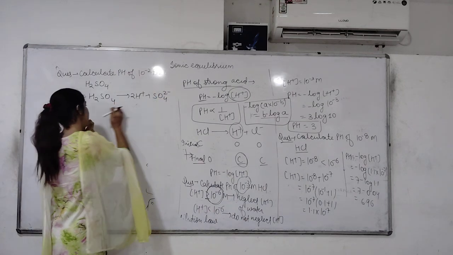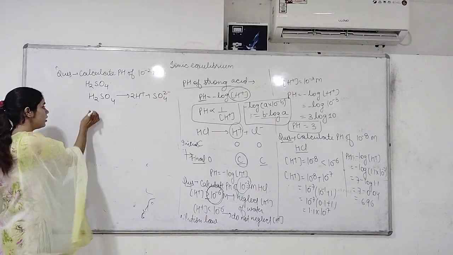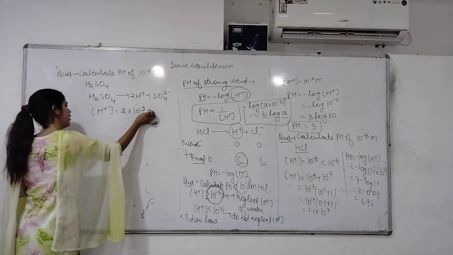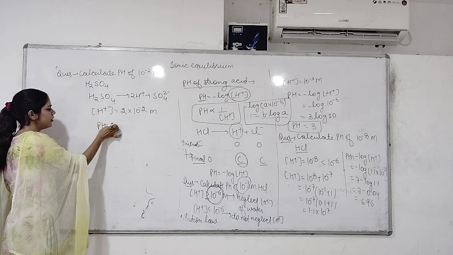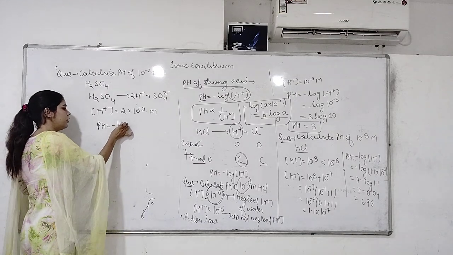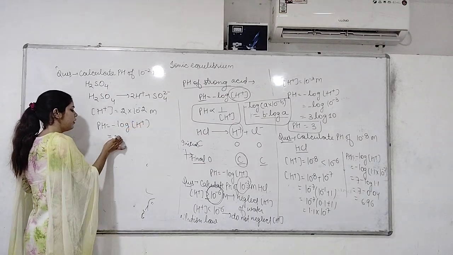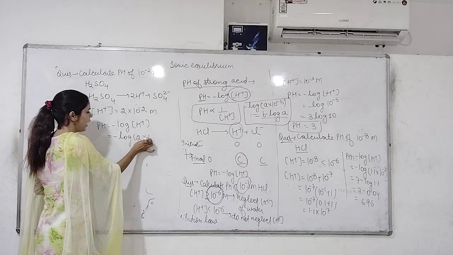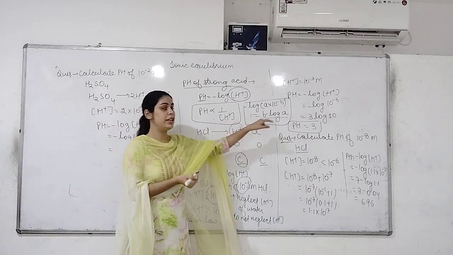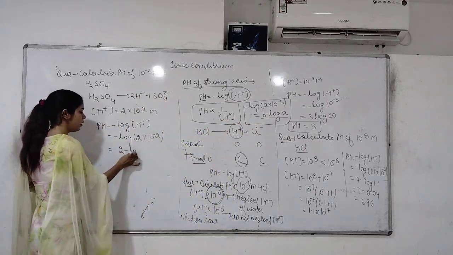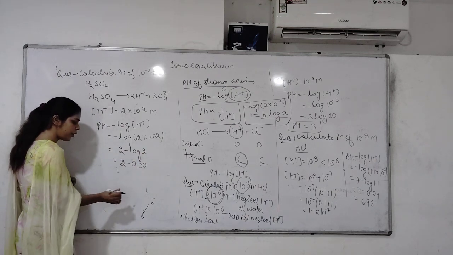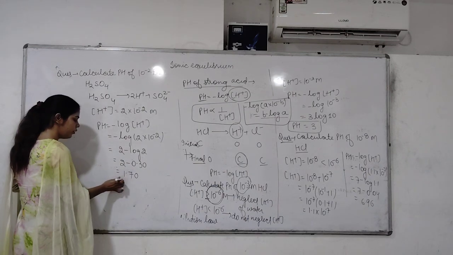If the concentration of acid is C, the concentration of H positive will be 2C. So here the concentration of H positive is 2 into 10 raised to power minus 2 molar. So simply calculate pH. Since it is greater than 10 raised to power minus 6, I can neglect the H positive ion present in water. Minus log of H positive, minus log 2 into 10 raised to power minus 2. It is also the same form as I have told you. It will be equal to B minus log A, 2 minus log 2. The value of log 2 is 0.30. 2 minus 0.30 will be equal to 1.70.